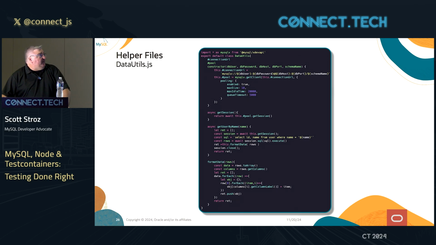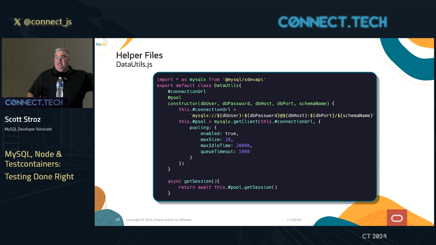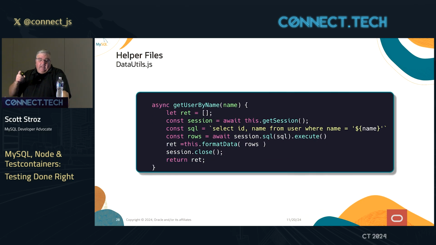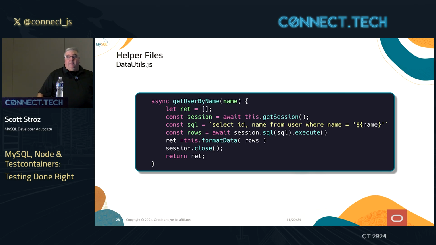So in the helper files, this is dataUtils.js, and the constructor is the same as what we just did. Because we want to make sure that we can connect to the database. We're setting up the same type of connection to the database. We also have the getSession method. And here, when we call getUserByName, now remember, this is only going to be called during your test. This is not code that's going to be used in production. You're using this code just to verify that the code you wrote to insert into the database is actually working.